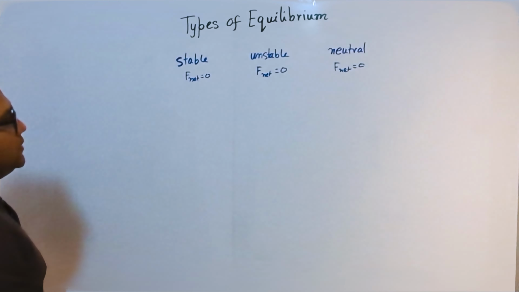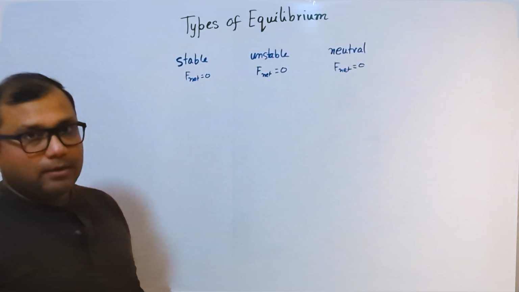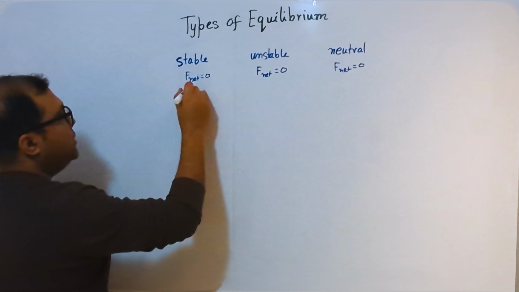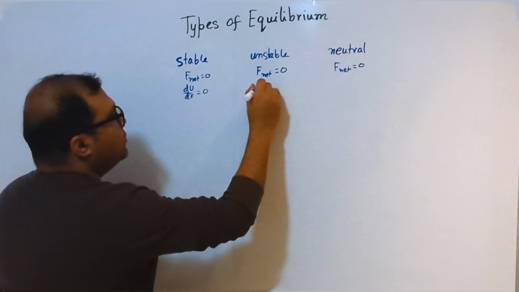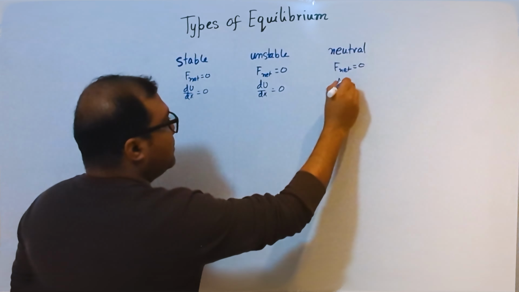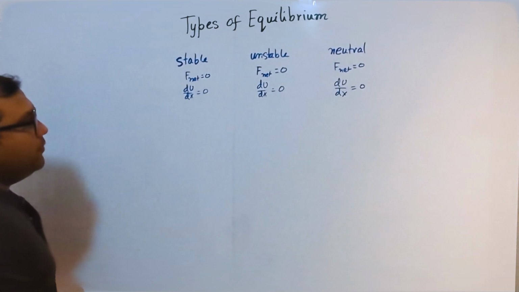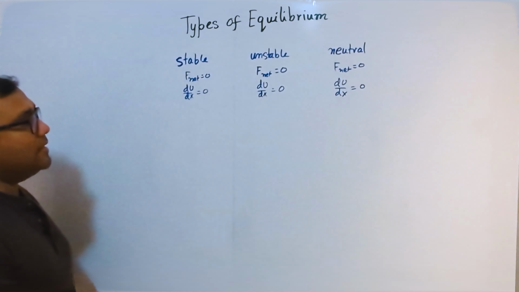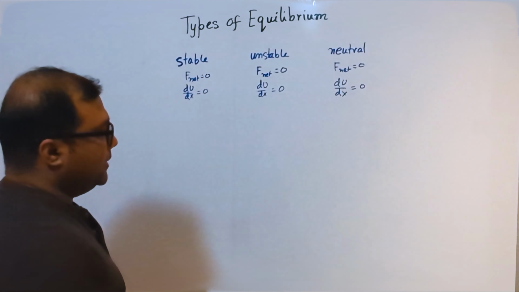If F net is equal to 0, let's just consider one dimension for the time being, the x dimension. So du dx is 0 for all these three. Now, even if du dx is 0 for different cases, it does not mean it is the same type of equilibrium. Let's take an example.